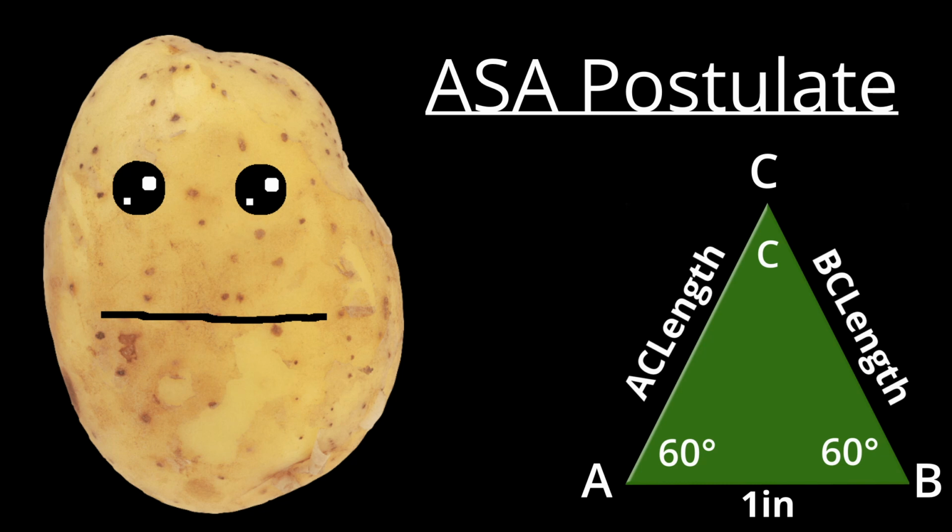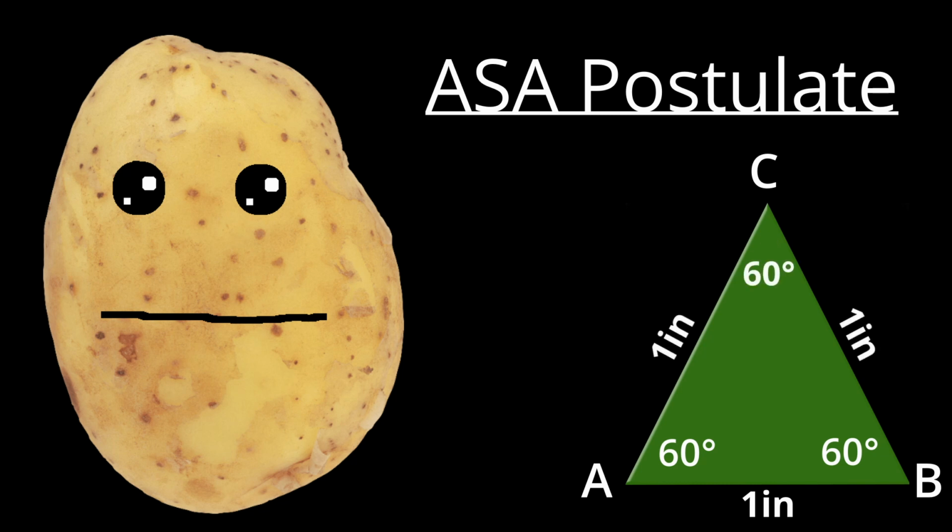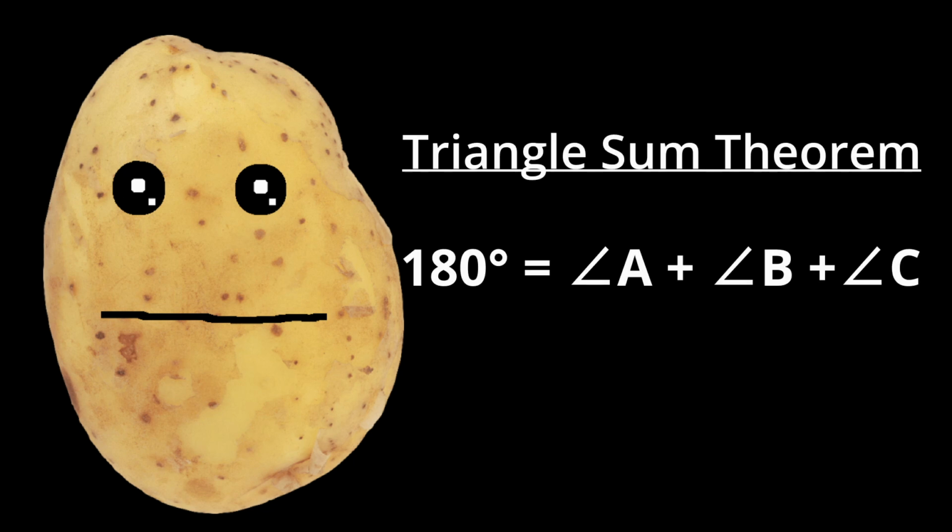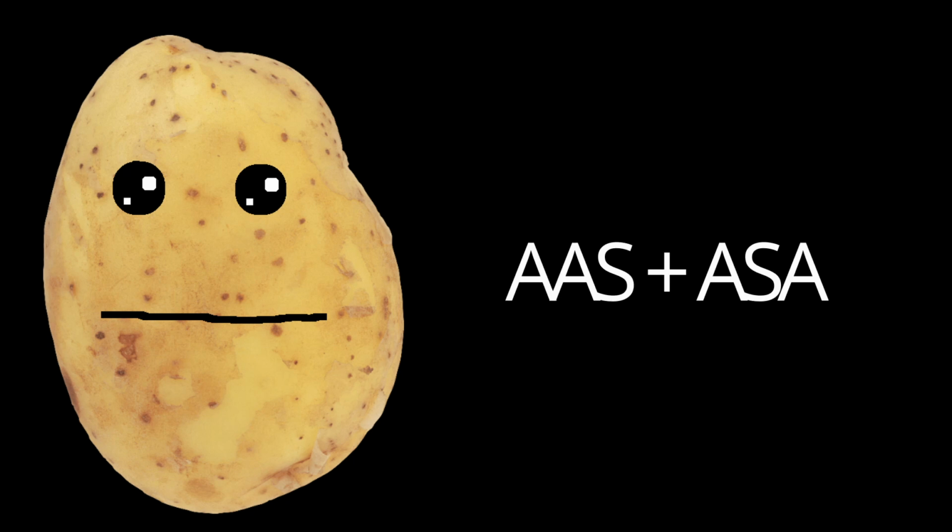Since the ASA postulate states that you can figure out the side lengths and angles of a triangle with 2 angles and the side length between them, and you can figure out the third angle of a triangle by subtracting 180 degrees by the 2 other angles, since the triangle's angles always add up to 180 degrees, then, instead of having 2 separate functions for ASA and AAS, I created one function called ASA plus AAS.